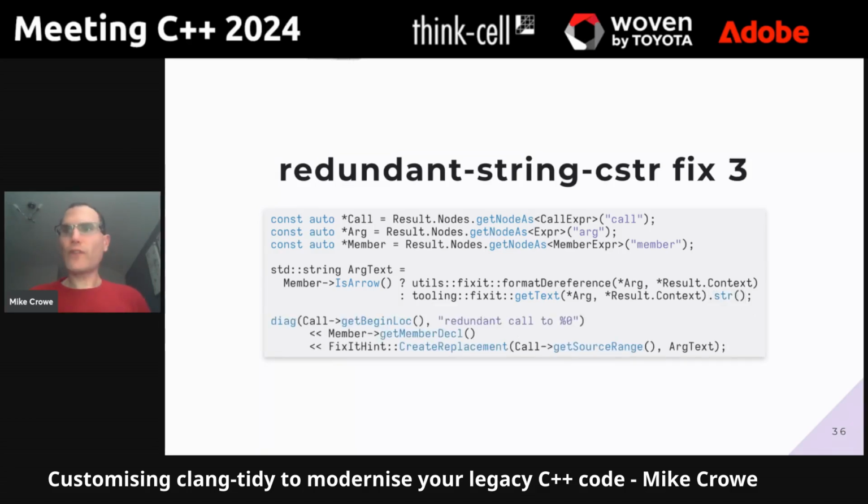So having worked out what the code should look like without the cstr call, we can emit the required diagnostic. This will describe the fix, as we'll see on the next slide, as well as apply it automatically if -fix was provided on the command line. In this case, we say that we're going to replace the text of the whole call with the text that we just generated.